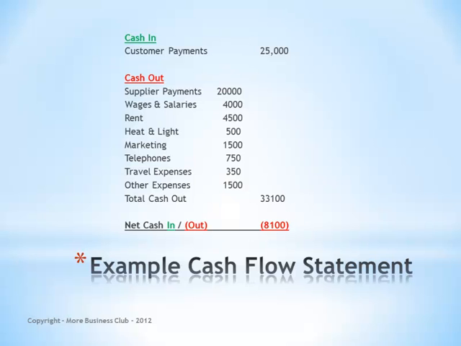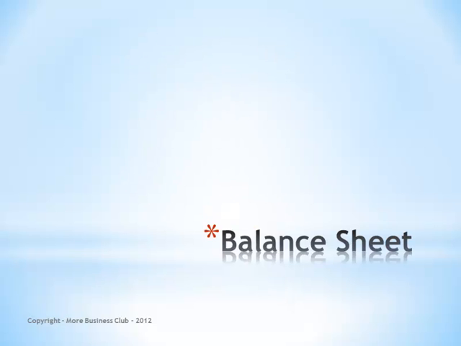You'll see from this example that we actually have a net cash out position, where we've paid out more cash than we've taken in. This is quite a common feature, especially in smaller businesses, where you can struggle to get customers to pay in time, but your suppliers still expect to be paid by you. So this is why the report is so important, knowing this position and knowing how to manage it.